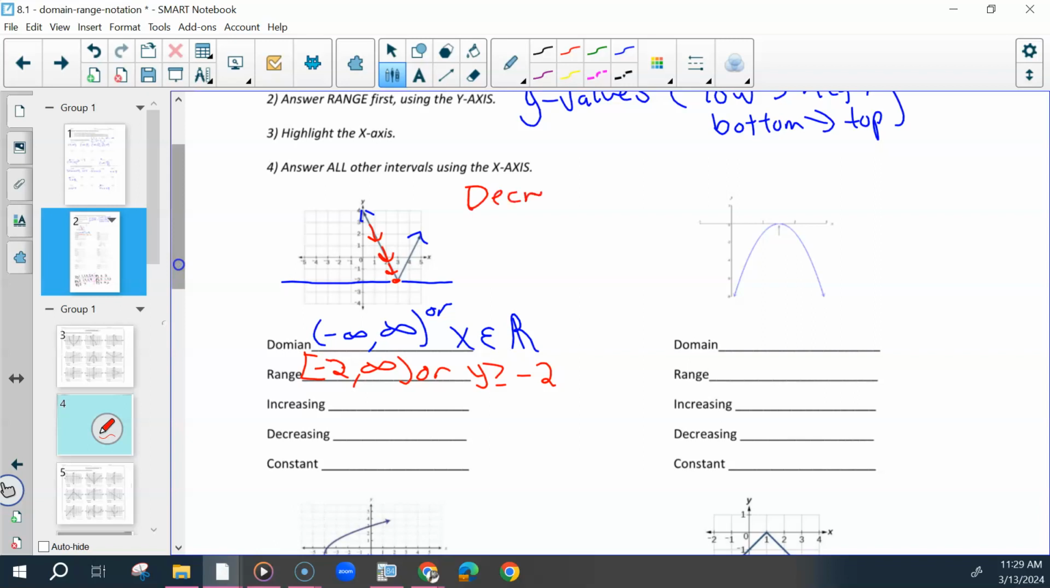I'm going to write that as a side note. So as the x's keep going up, or to the right, the y values are going down as you move to the right. Increase is the opposite. As you keep going to the right, if your y values are also going up as your x values go up, that's increase.